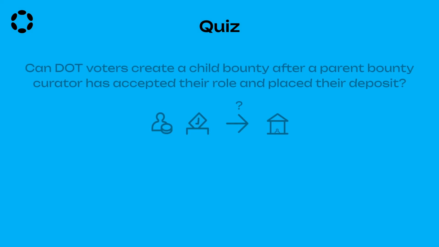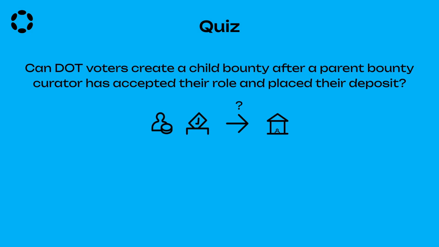Question. Can DOT voters create a child bounty after a parent bounty curator has accepted their role and placed their deposit? Answer. Yes. DOT voters are the highest authority in Polkadot and can literally do anything through referenda. Just because they endow permission to a curator does not mean they transfer their own permission over a parent bounty.